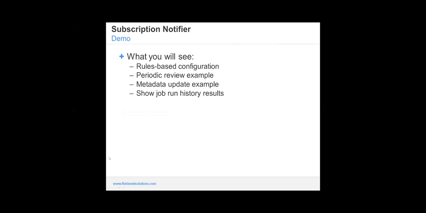And we're going to cover basically the rules-based configuration, which is a similar model to advanced user security mapping. We'll show you the periodic review example. We'll do a metadata update example, I'll show you what that looks like, and we'll show you what the job run history looks like.